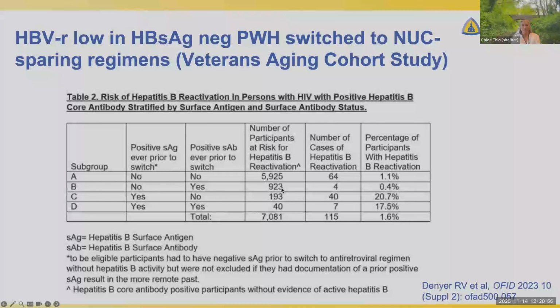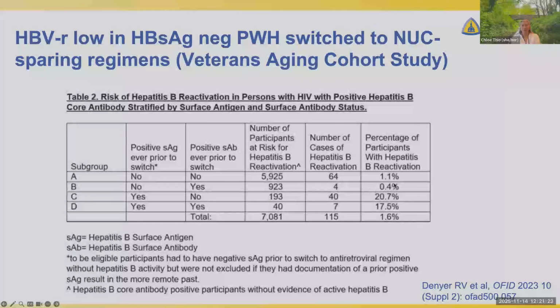About 1,000 people had never had a positive surface antigen, but did have a positive surface antibody. About 200 had had a positive surface antigen at some point prior to the time they were switched. And then 40 people had ever been both surface antigen and surface antibody positive. You can see the number of cases of hepatitis B reactivation in each of those groups.